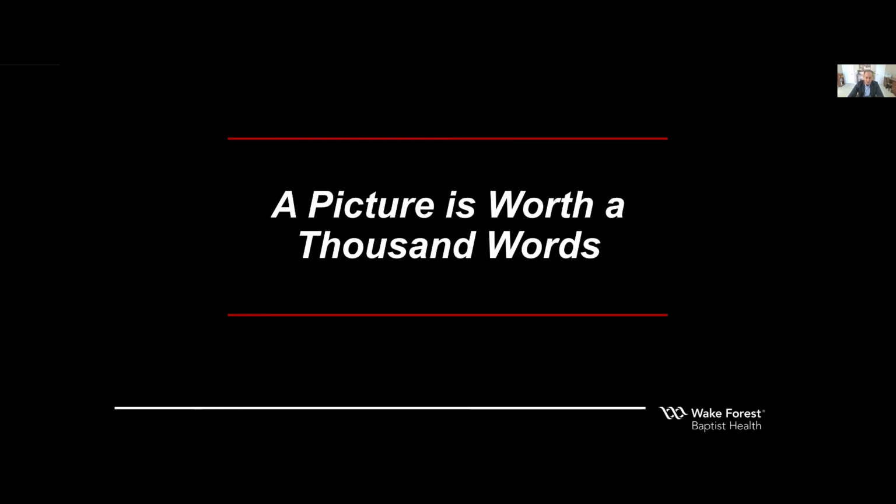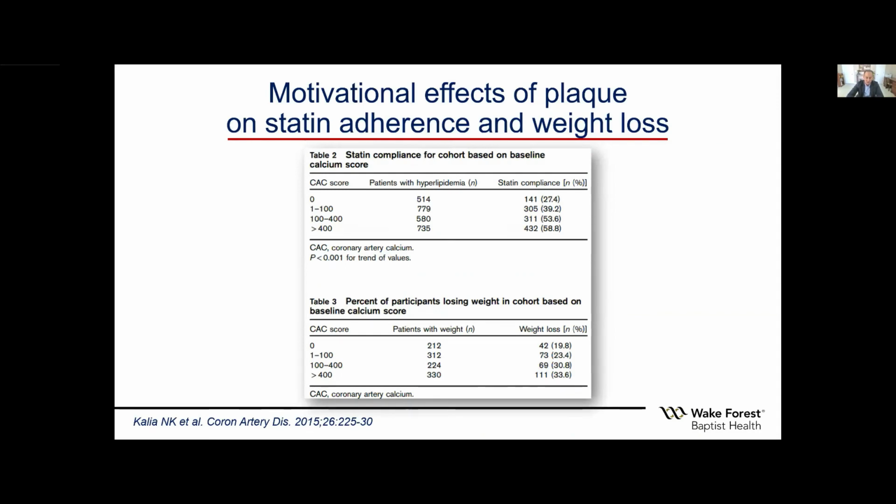So what evidence do we have that actually direct visualization of plaque helps patients to adhere to whatever recommendations we're making? And I think this old adage, a picture is worth 1,000 words, is quite appropriate here. We've known for quite some time, there's a rich literature that looks at the motivational effects of coronary calcium on adherence to a variety of medications, including aspirin and statins, and a variety of behavioral changes, including weight loss, smoking cessation, and others. Here's one such study that shows that as the coronary calcium score goes up, so too does adherence with statin therapy. And as the calcium score goes up, so does success with weight loss.